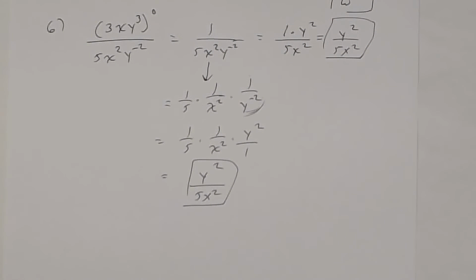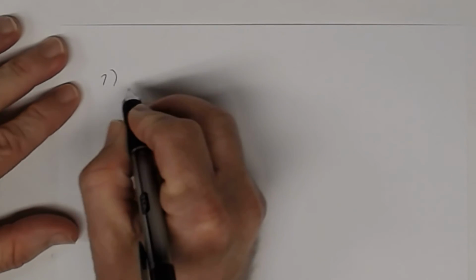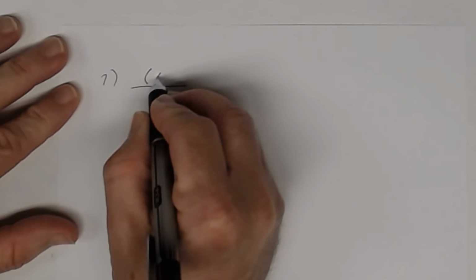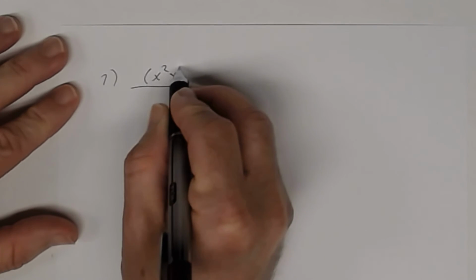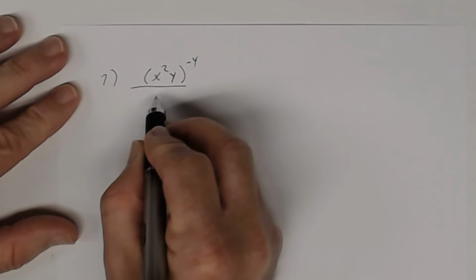Okay? And then finally, number 7. In number 7, we have in the numerator x squared y raised to the negative 4th power.